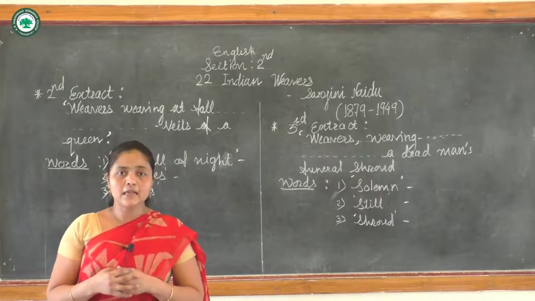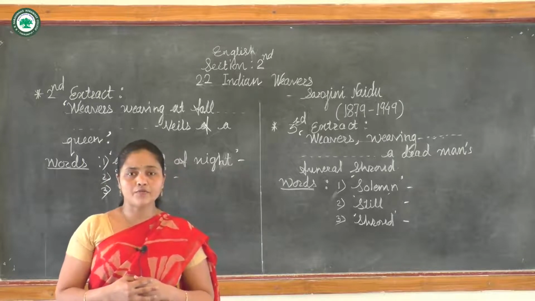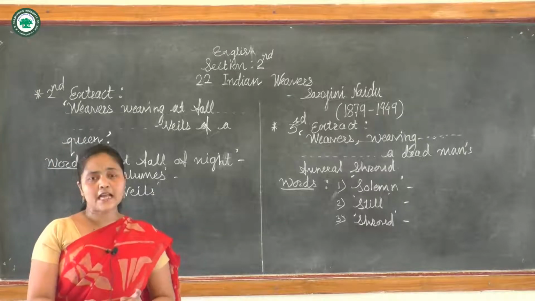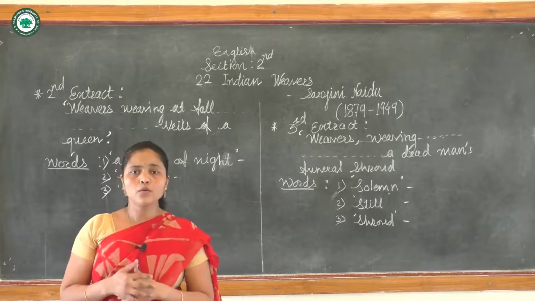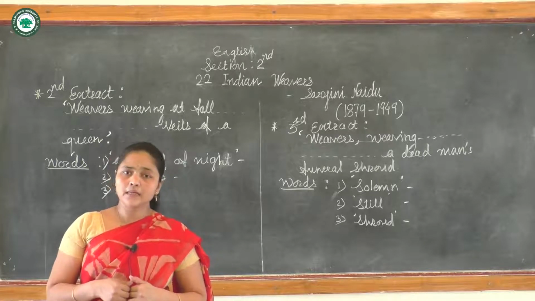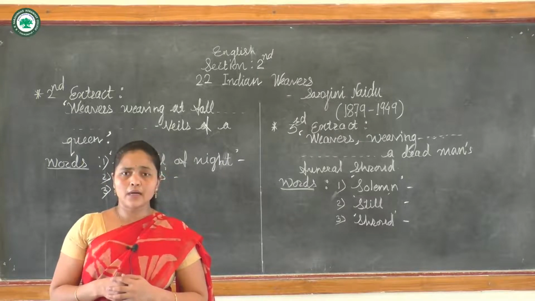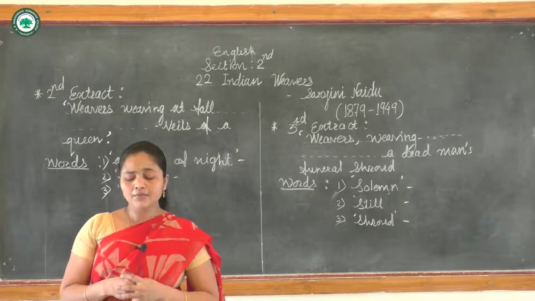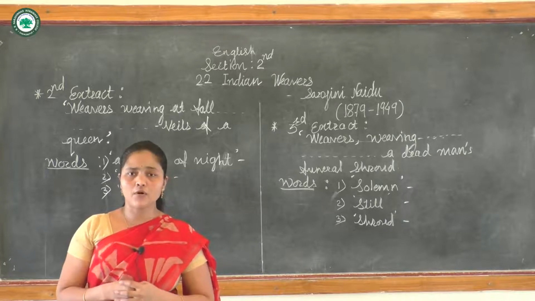And again, the last line of this extract: we weave the marriage veils of a queen. Veils means clothes used by a person to cover one's face. That cloth is called a veil. Now the Indian weavers answered Sarojini Naidu's question, that we weave the marriage veil, the marriage dress, especially for a queen.